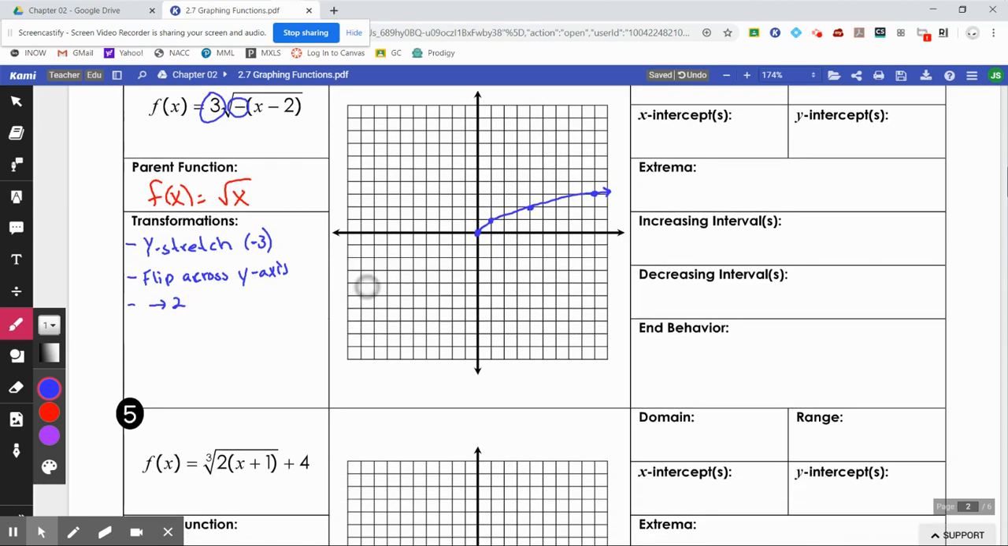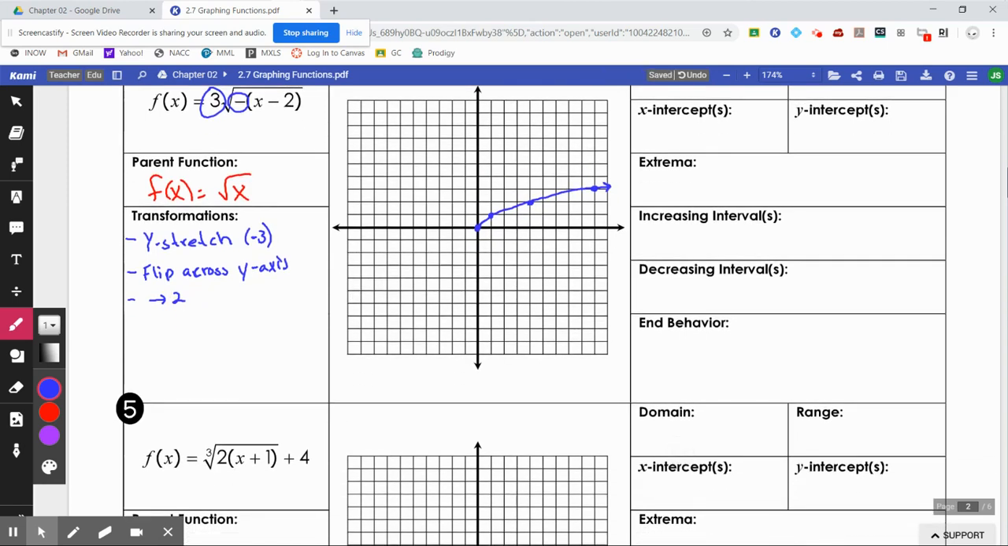So let's take a couple of points from our parent function, starting with our origin, our starting point there, 0, 0, and let's perform these. We're going to multiply the y times 3, which does not change it. We are then going to flip it across the y-axis. So if you take 0, 0 and flip it, it still does not change it. Then we're going to move it to the right 2, which turns it into 2, 0.